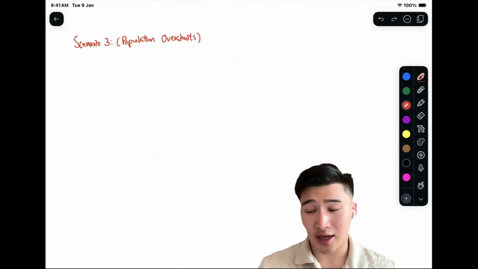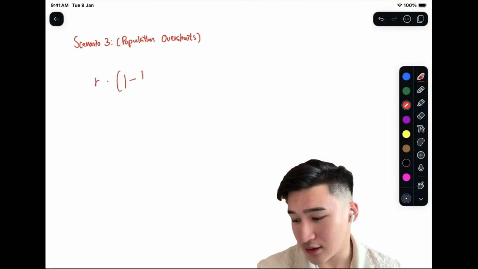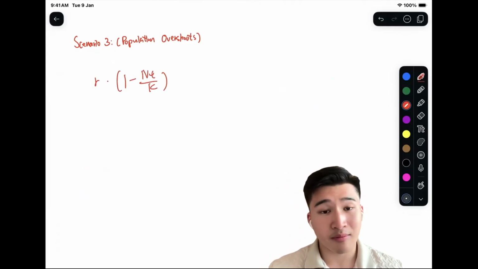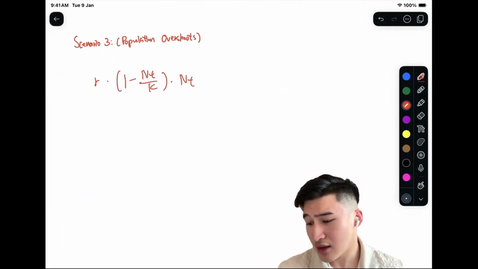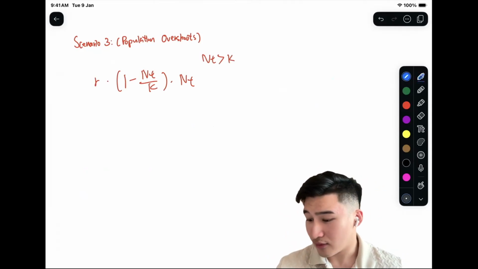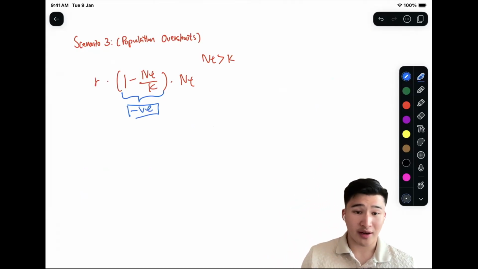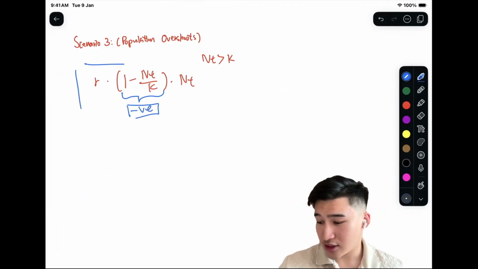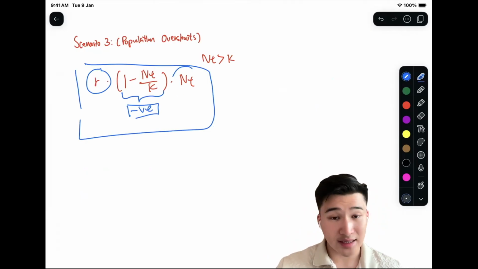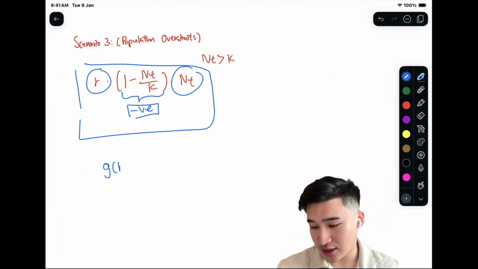So again, using our net change, R is going to be multiplied by 1 minus NT over K, and then multiplied by NT. Because we know that NT is greater than K in this case, this side is going to be negative. So all in all, because R is positive and NT is positive, the entire change, basically our GNT, is going to be negative.